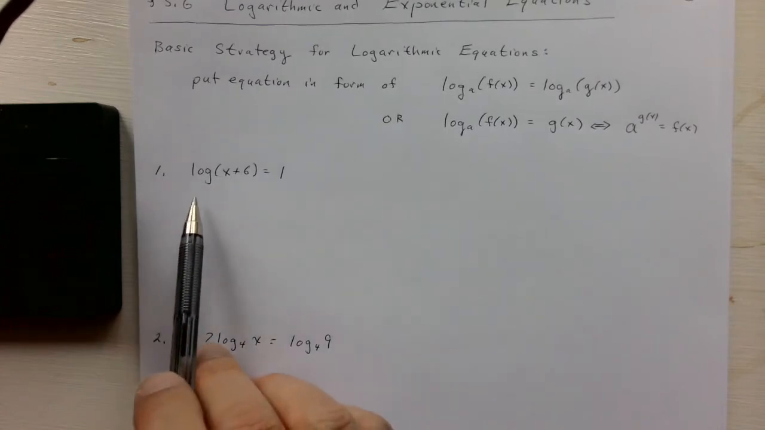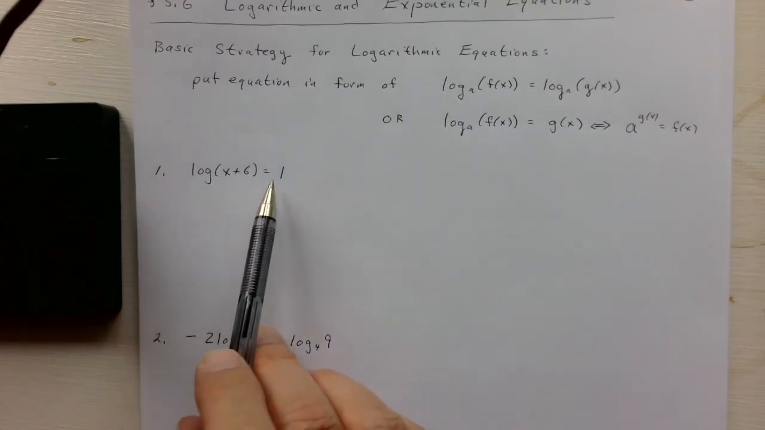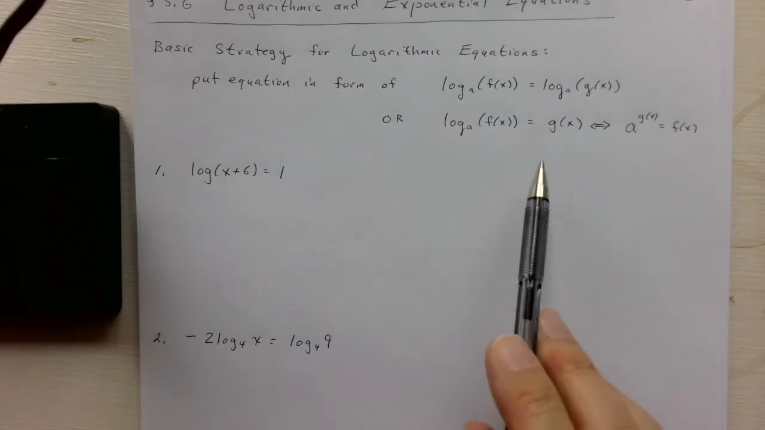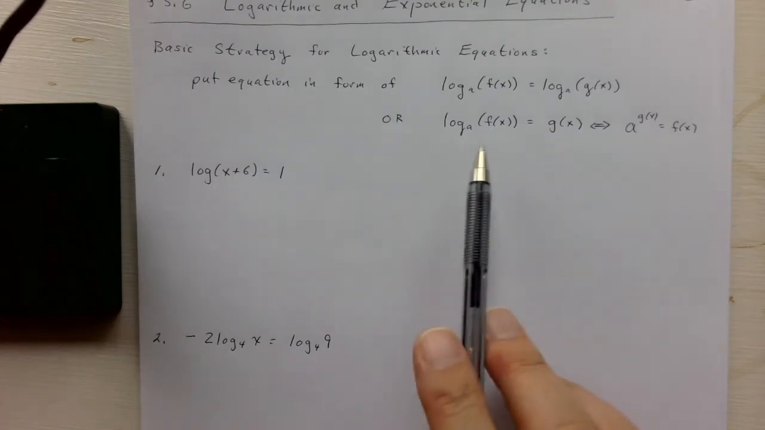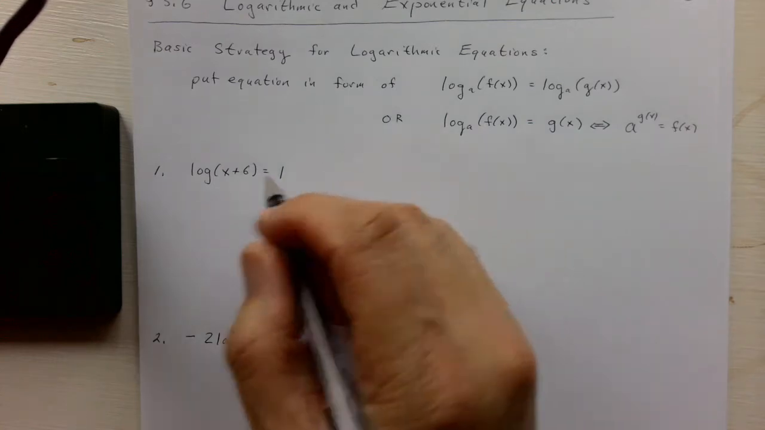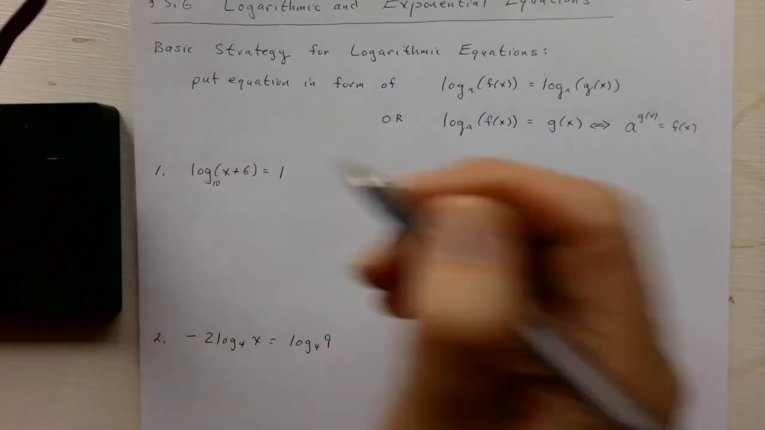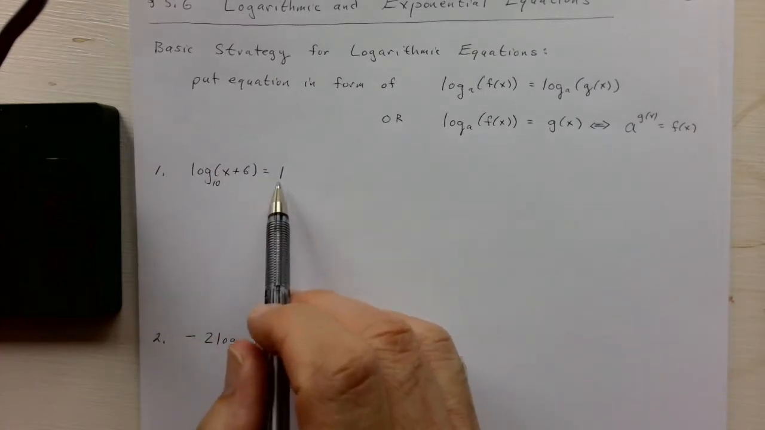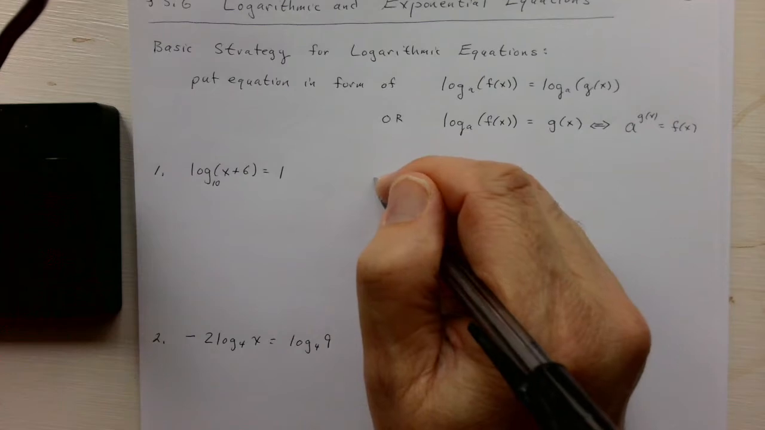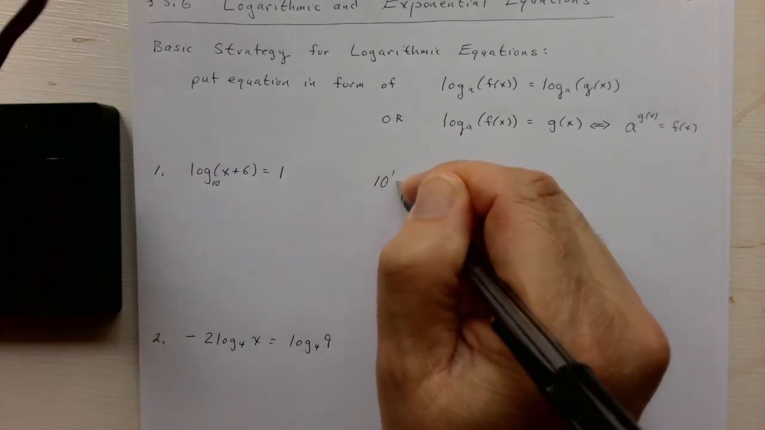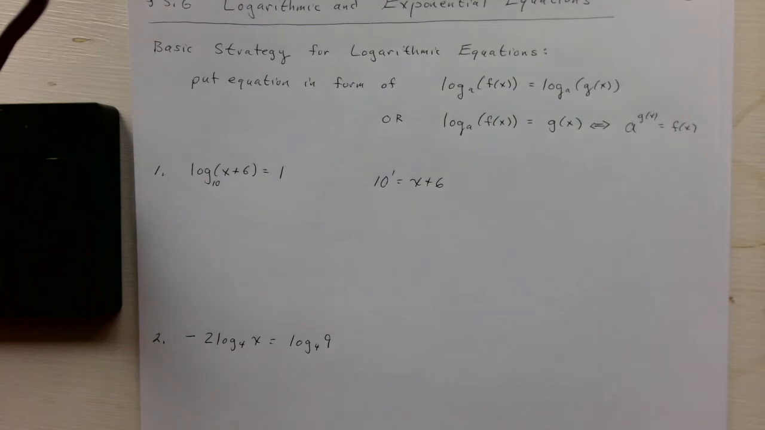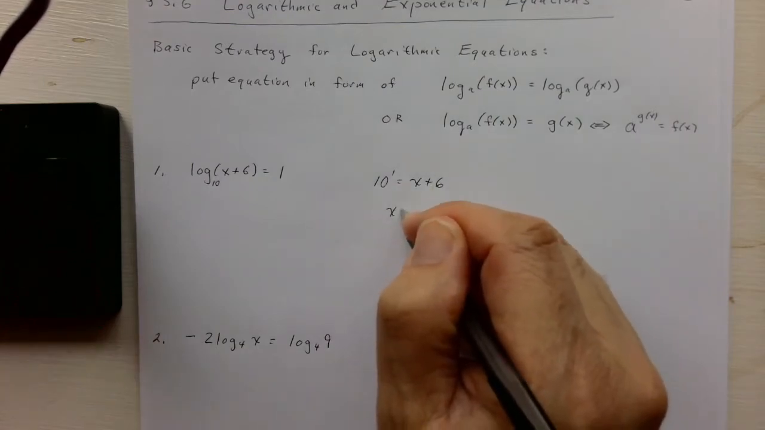Here you have the common log of x plus 6 equals 1. It's already in this form where a is 10. So if we rewrite this in exponential form, because the 10 is implied here, this says the 1 is what you raise 10 to get x plus 6. So we get that 10 to the first power is equal to x plus 6. And then you can see that x has to be 4.